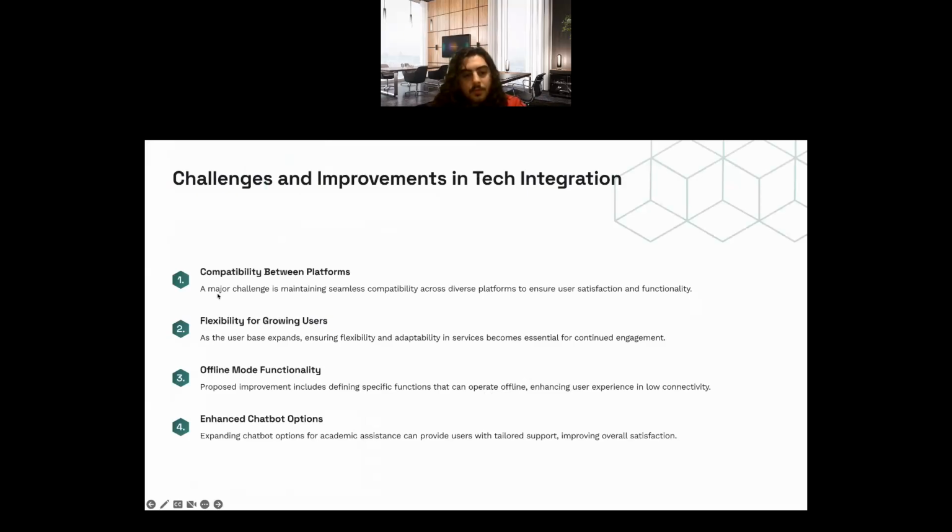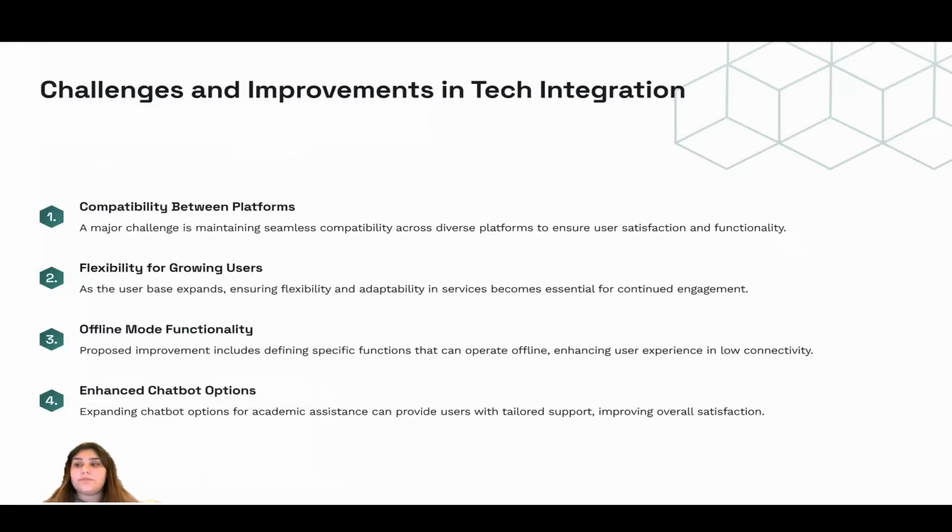As we scaled the system, several challenges emerged, leading to targeted improvements. Compatibility between platforms: ensuring seamless compatibility across diverse platforms was a key challenge. We addressed this by standardizing API endpoints and employing cross-platform testing tools.